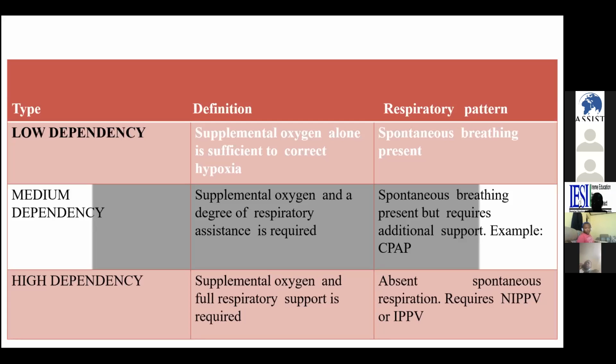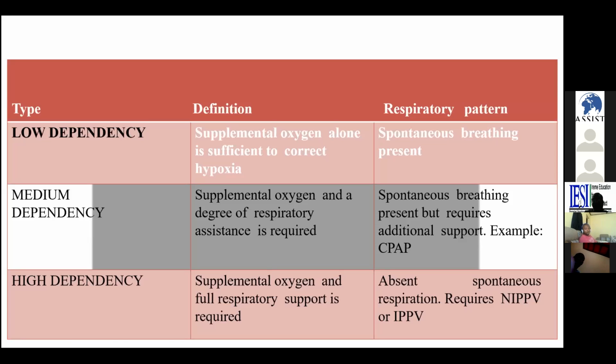So the first category is those patients who need a supplemental oxygen, and this can be sufficient to correct hypoxia. So those patients are somehow really stable and are having a spontaneous breathing. We call them low dependency team. So low dependency team, the patients are coming at you with hypoxia, you give the oxygen, and immediately the SpO2 become above 90.